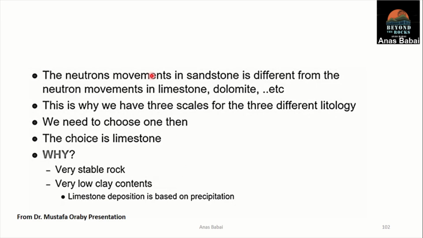Now we have the fact that neutron movement in sandstone is different from neutron movement in limestone and dolomite. That's absolutely right. That means we have three scales for the three different lithologies. Now we cannot represent each lithology with its own scale in the log, so that's why we have to choose only one lithology to be used as a reference. And the reason why they choose limestone is because it's very stable and it has very low clay content. For those two reasons, they choose limestone as the lithology reference.